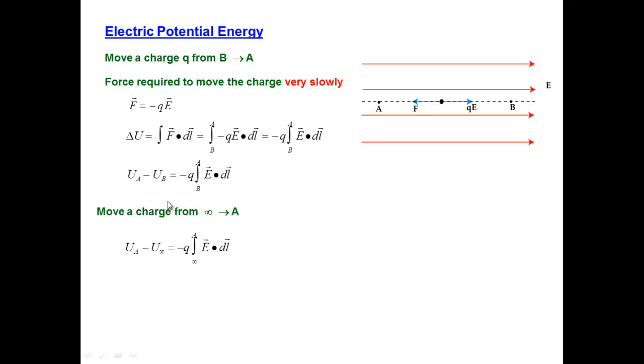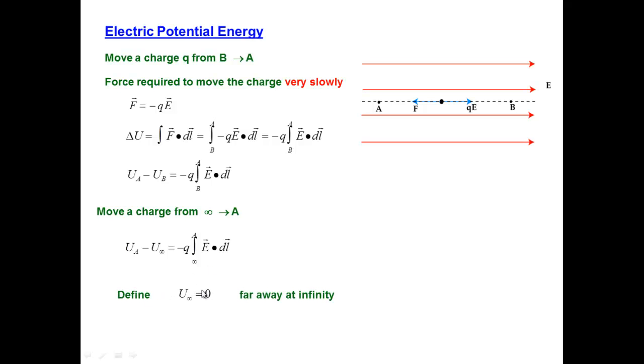And if we imagined moving the object to point A from some point that's infinitely far away, so we'd be saying what's going to be the potential energy of the object at point A with respect to an infinite point far away, it would look like this.